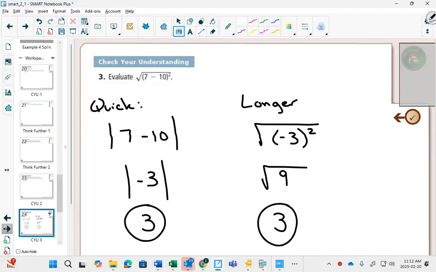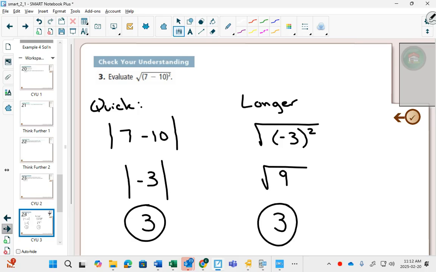But it could be, right? It could be a little bit more difficult if the number inside wasn't easy, like minus 3 times minus 3 was 9. If this ended up being minus 115, I don't think I'd want to square that in my head. So it could be longer in those situations.